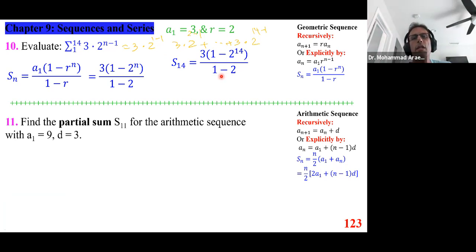This is, of course, -1. Now 1 minus 2 to the power of 14, whatever the answer is, times 3 over -1. That gives us 49,149. Could we have done it term by term, adding them up? Absolutely. This is faster.